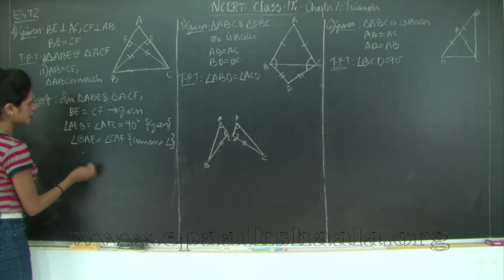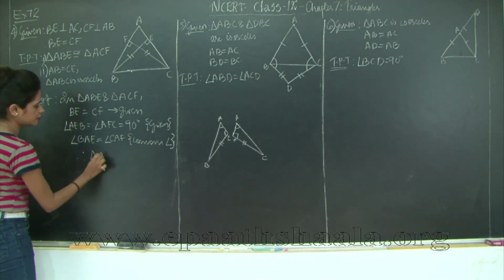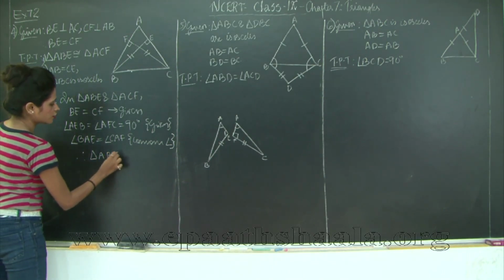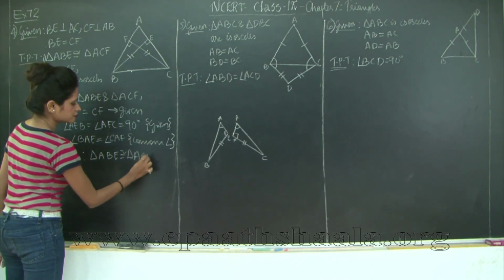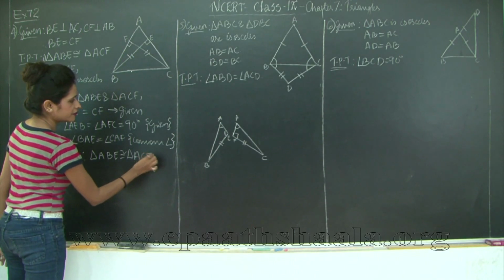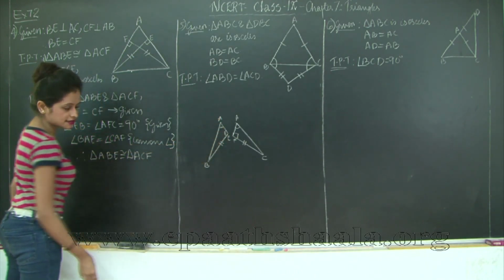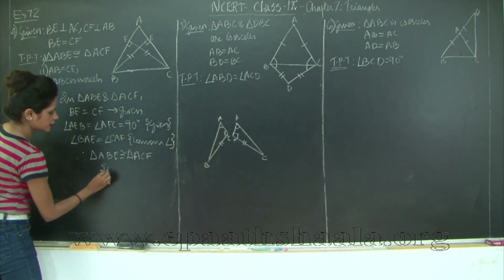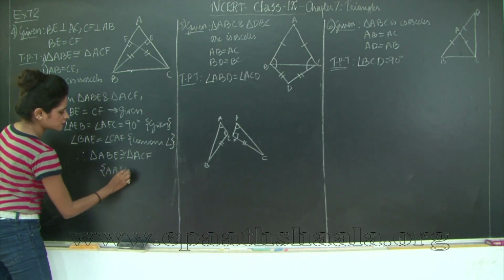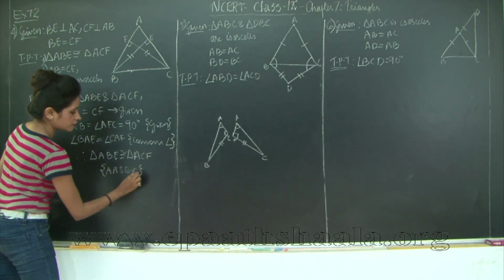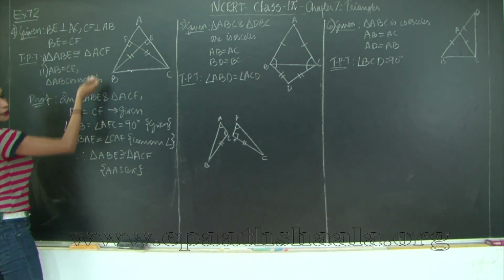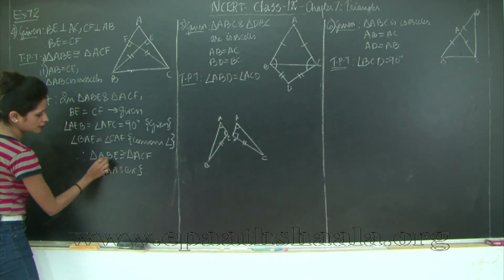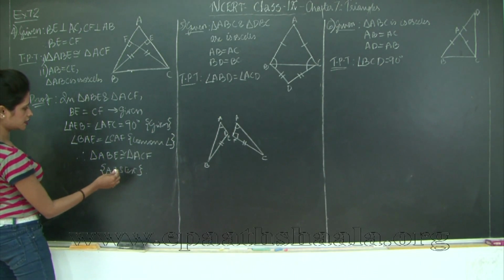Therefore, the two triangles are congruent, that is triangle ABE is congruent to triangle ACF, by which test? I have AAS, by AAS test of congruency. Therefore, what can I say? That what we need to prove, that AB is equal to CE. Therefore, AB is equal to CE.